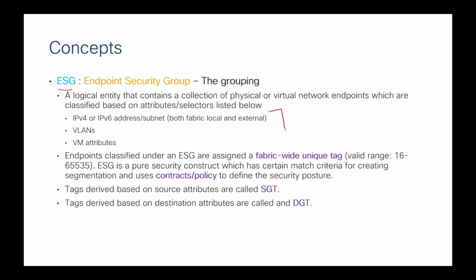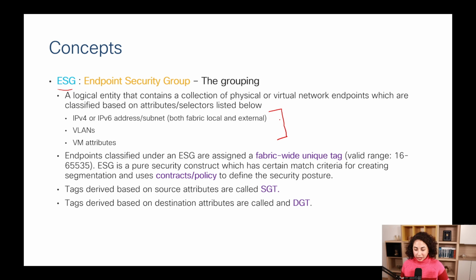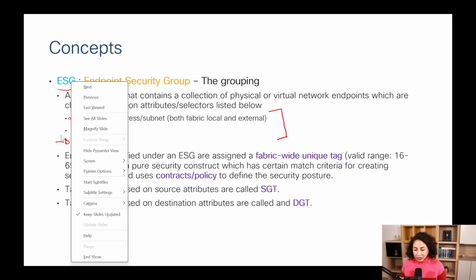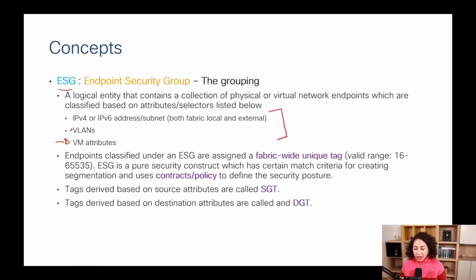Now I want to spend some time on these three elements. First, for the VM attributes, I have not seen them so far, so maybe they will be introduced in next releases. What I have been able to see and test were the first two points, the subnets and addresses, and the VLANs. And when it comes to subnets and addresses, there is an important element to mention: we can catch either fabric local or external.